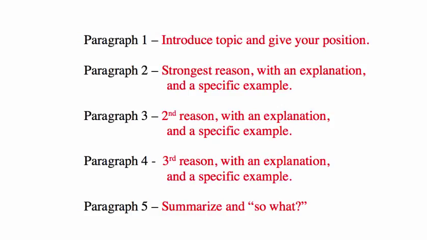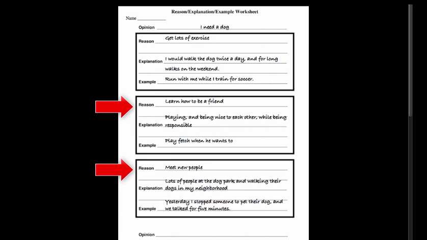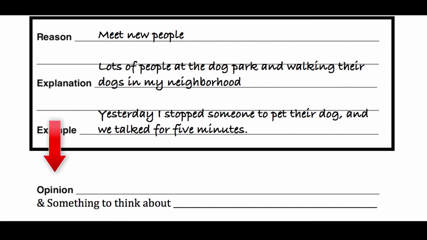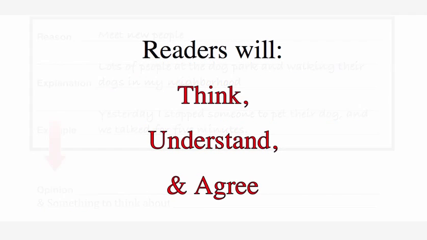The next paragraph provides your strongest reason. It includes sentences explaining your reason in different words and gives specific examples. Your second and third paragraphs continue this pattern with a reason, explanation, and an example. You finish by restating your opinion and giving the reader something to think about. The predictability of this structure makes it easier for your reader to think, understand, and then agree with your argument.